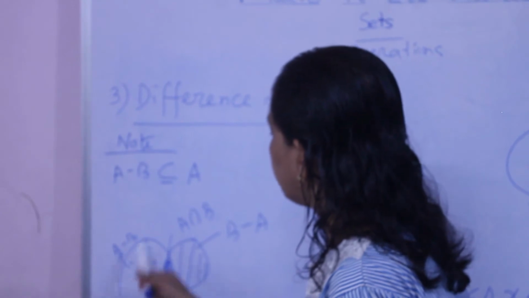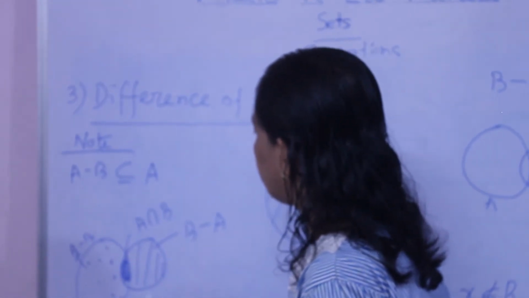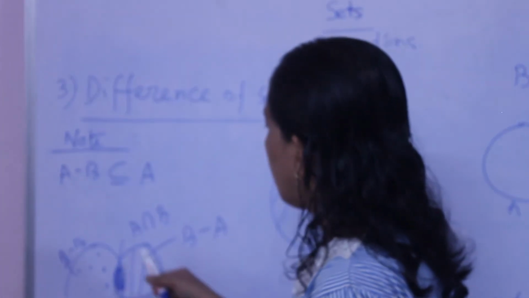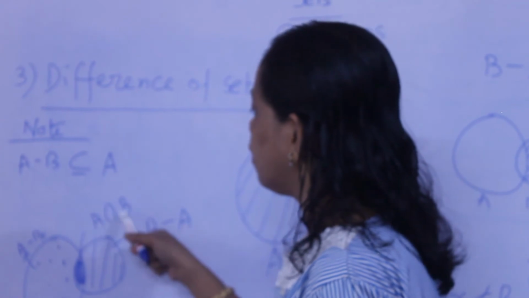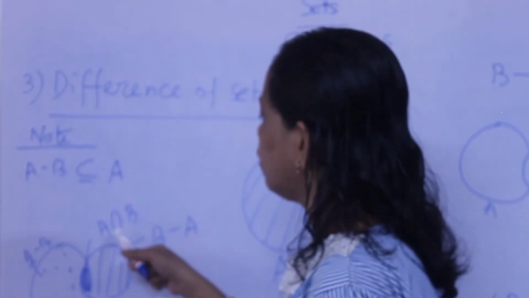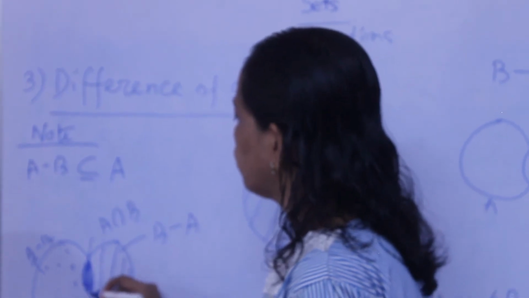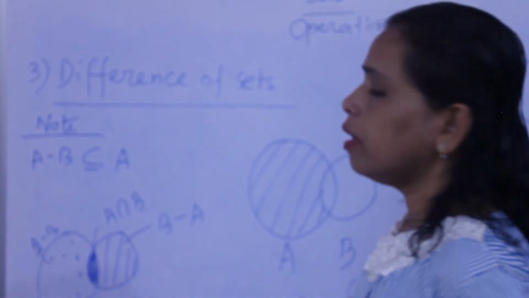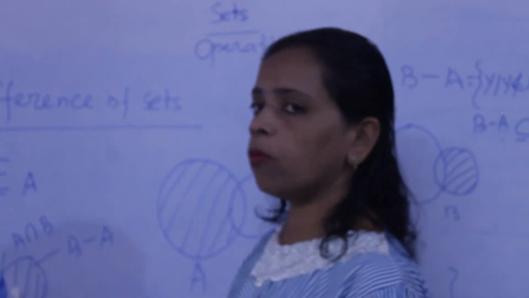This is A minus B, this is a subset of set A. This is B minus A, this is a subset of B. And this portion is A intersection B. So these three sets are mutually disjoint. Disjoint means they have no common element.